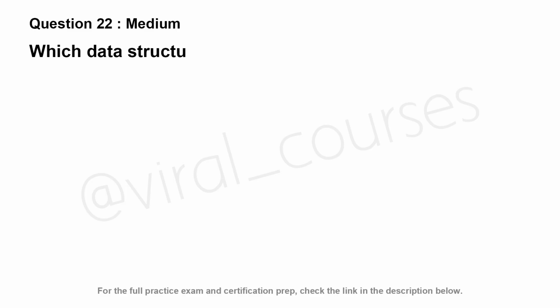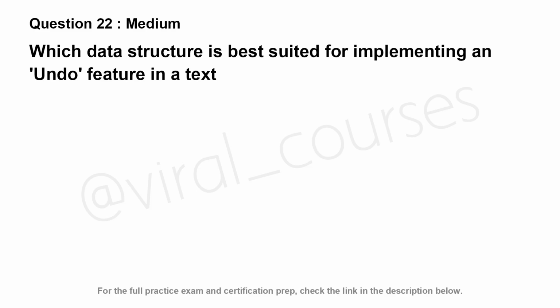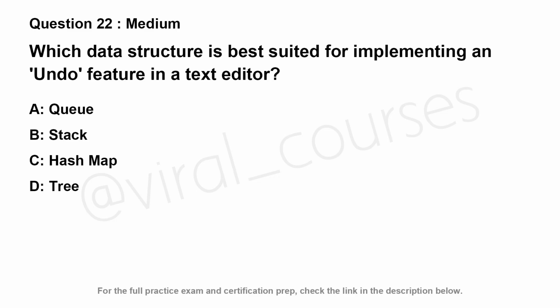Which data structure is best suited for implementing an undo feature in a text editor? Option A, queue. Option B, stack. Option C, hash map. Option D, tree.